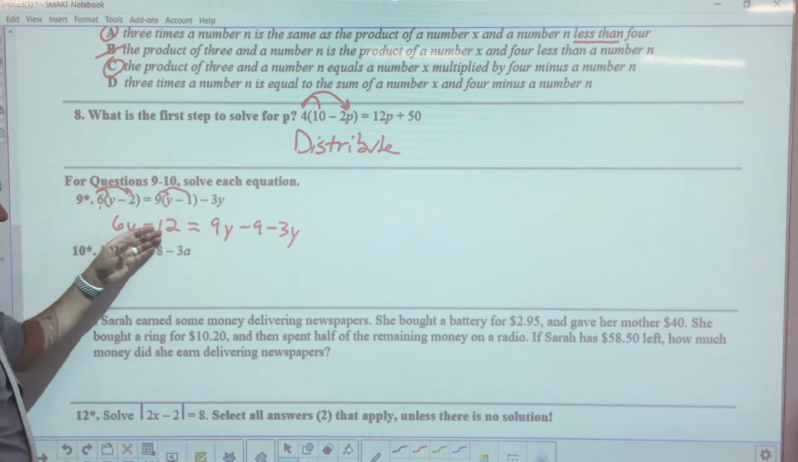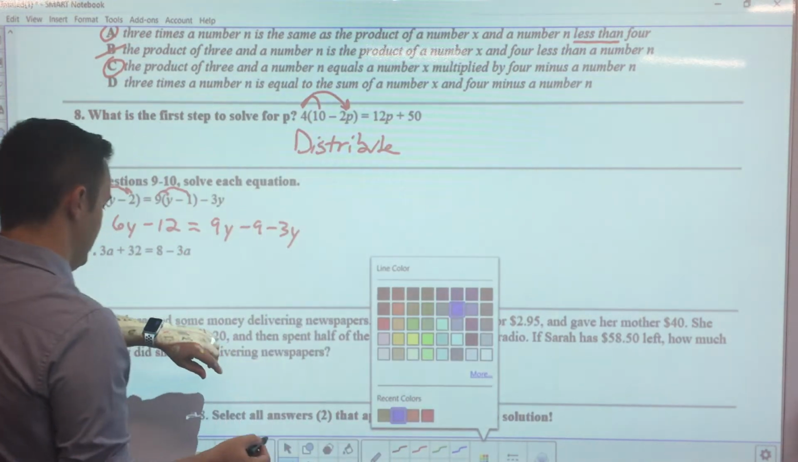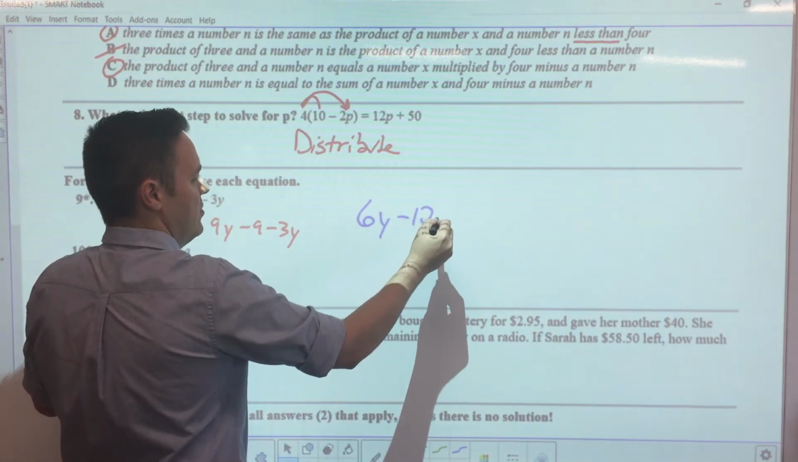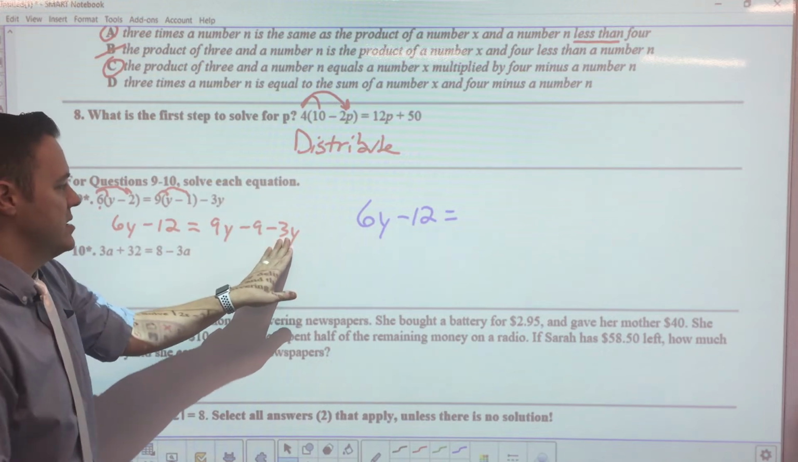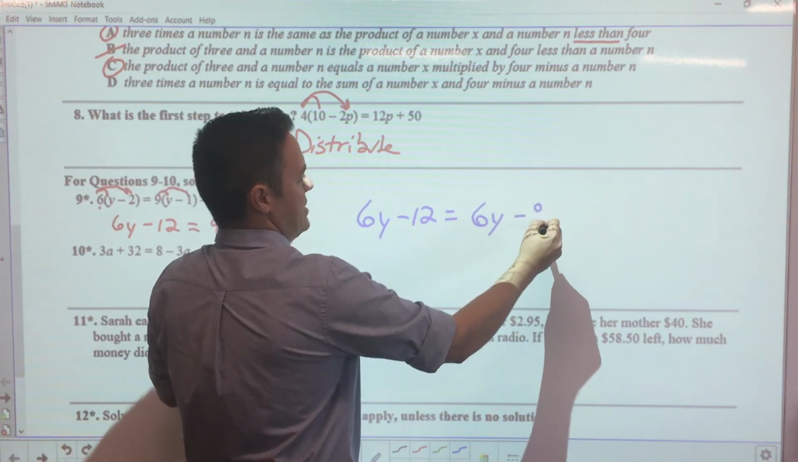All right, now, ladies and gentlemen, you combine like terms on this side. So when you combine like terms on this side, you get what? So it's 6y minus 12. It's going to equal 9y minus 3y is 6y minus 9.